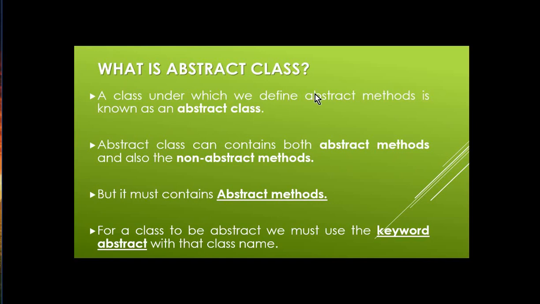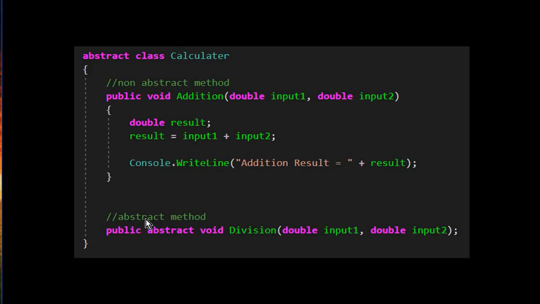A class under which we define abstract methods is known as an abstract class. Let me tell you, an abstract class basically contains abstract methods and non-abstract methods. What are abstract methods, about which we talked here? These are abstract methods. Now what are non-abstract methods? Non-abstract methods are basically simple methods which we implemented in the previous tutorials, simple methods to perform things directly, where we first declare and then perform the implementation.